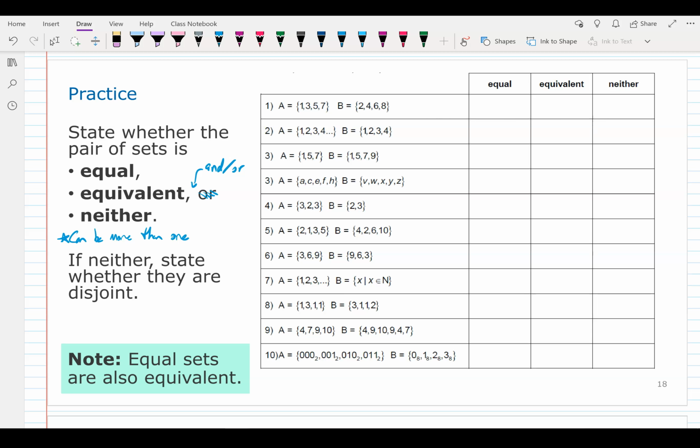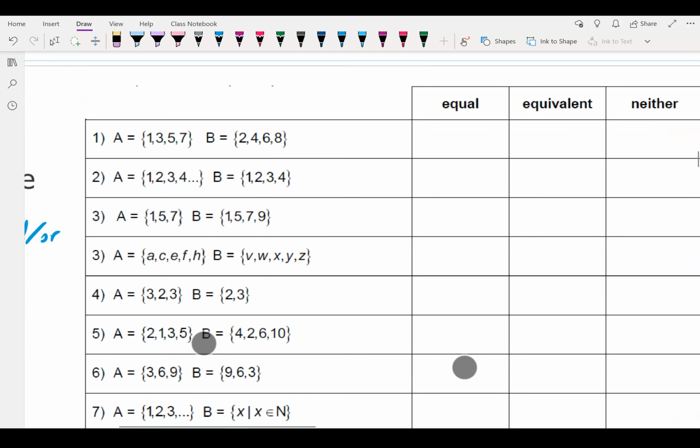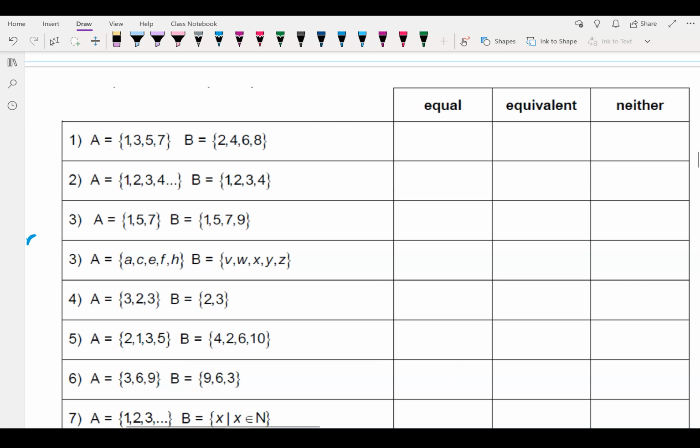I'll do a few of these for you just to set the scene, but I'm not going to do all of them. So the first one. A equals 1, 3, 5, 7. B equals 2, 4, 6, 8. Well, they're definitely not equal because it's not the same set. But I would say that they're equivalent because they have the same size.